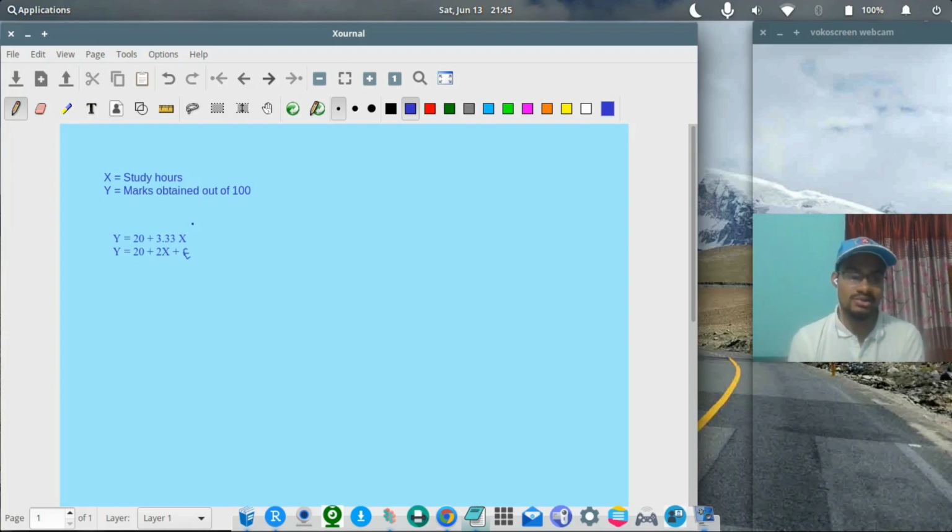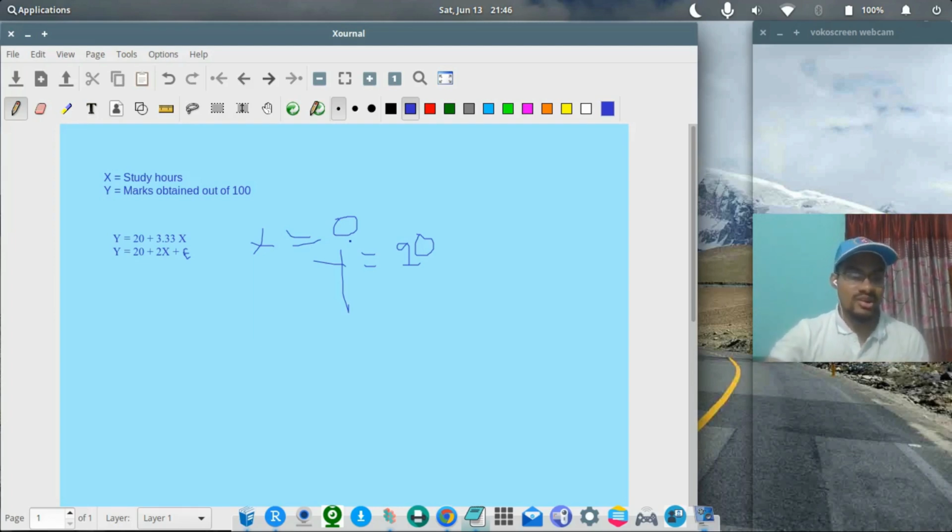In mathematics, we get a simple equation. For example, maybe y equal to 20 plus 3.33x, where y is marks obtained by the student and x is study hours. This y equal to 20 plus 3.33x means that if a student doesn't study at all, he will still get 20 marks. That is, when x equal to 0, we get y equal to 20.